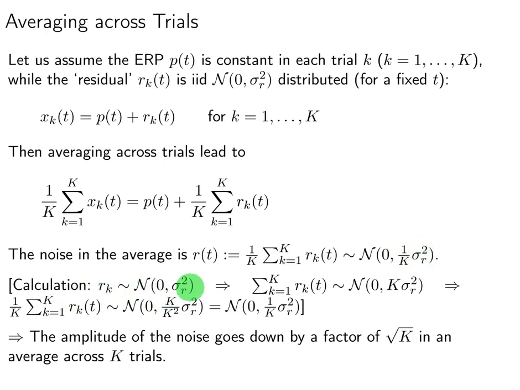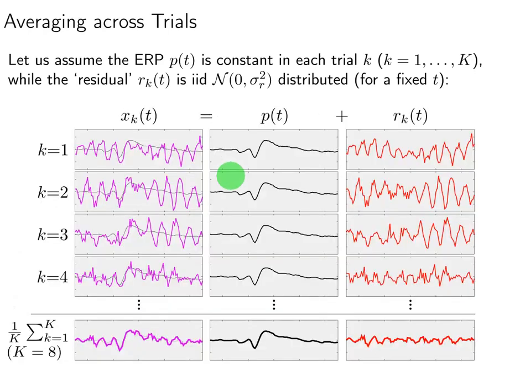We can show it with a simple calculation. Originally we assumed that noise is generated by a Gaussian, normal distribution, with variance sigma. If you perform summing, it is equivalent to multiplying the variance by k. And the division will then minimize the variance eventually. The amplitude of noise goes down by a factor of the square root of k in an average across k trials. Visually we can see.